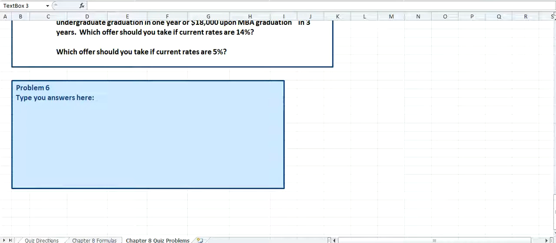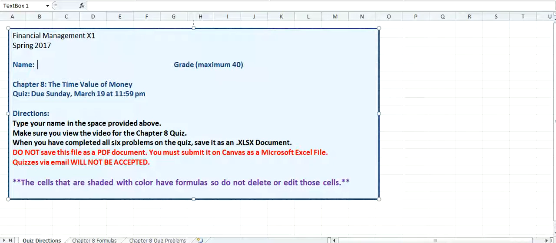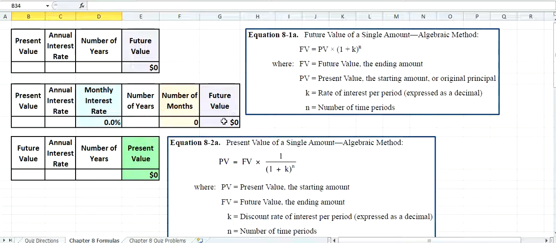I've also said in the directions that you've got 6 right here. When you have completed all 6 problems on the quiz, save it as an XLSX document and submit it on Canvas. And make sure you don't change any of the shaded cells on the formula sheet, because those are where the formulas are.